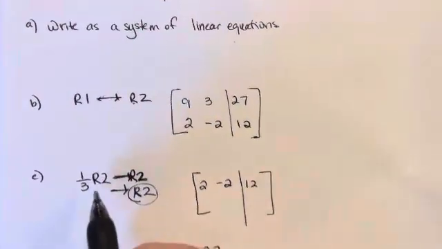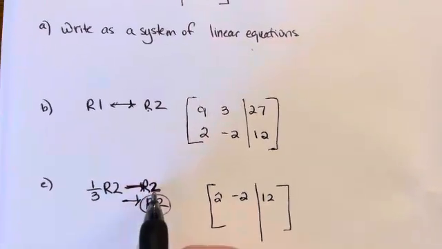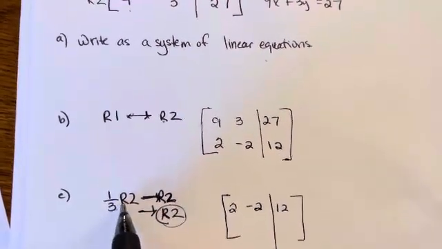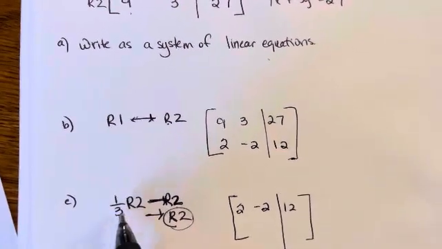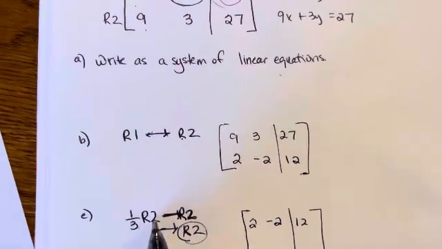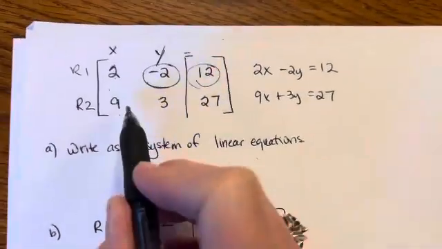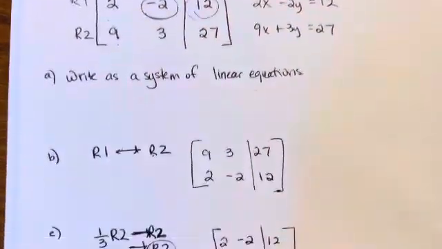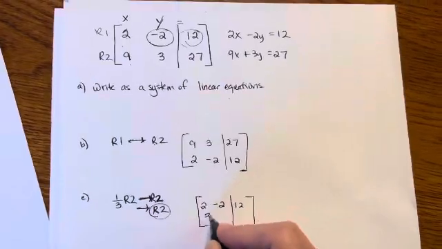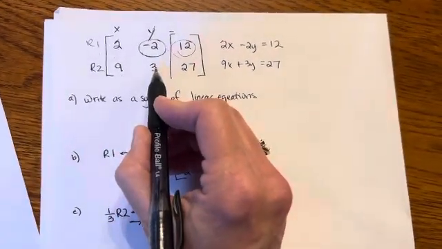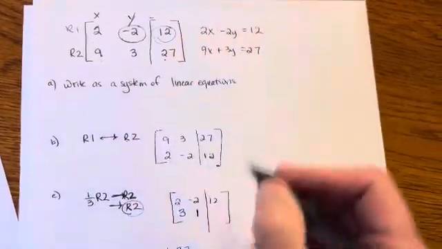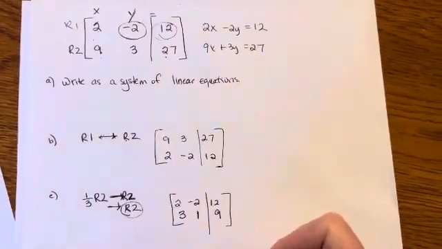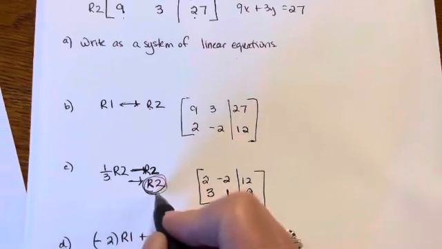Okay, so what do I do to get my new row 2? It wants a third of row 2. When you take a third of something, that means you just divide it by 3, or in your calculator, you can hit 1/3 times that number. So a third of that, 9 divided by 3 is 3. A third of that, 3 divided by 3 is 1. And a third of that, 27 divided by 3 is 9. So that's it. It just made a new row 2.